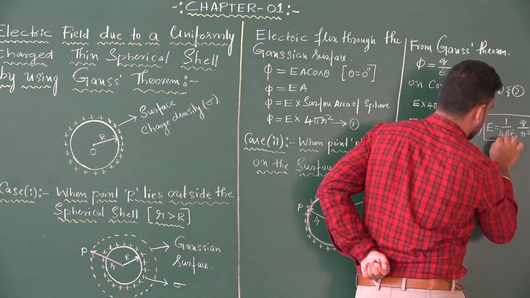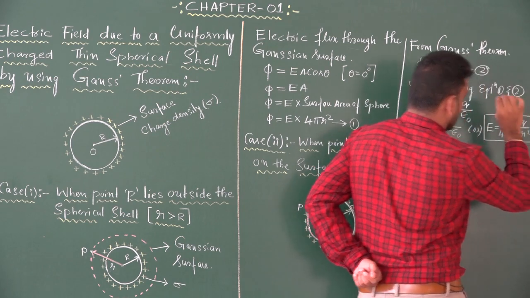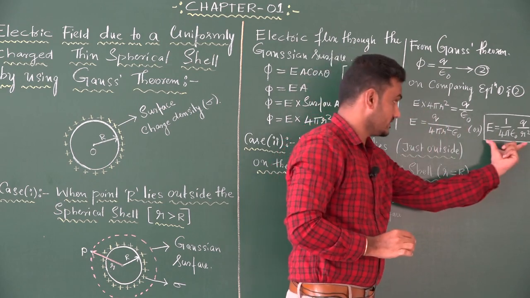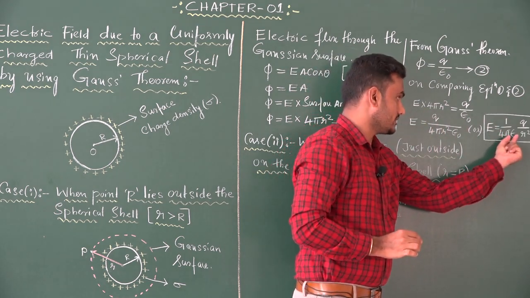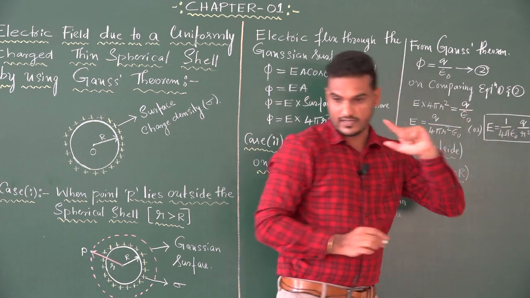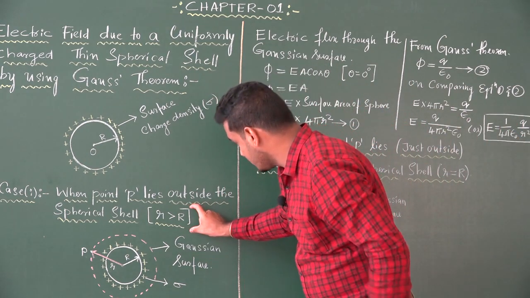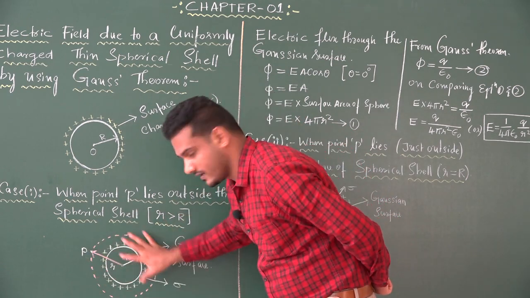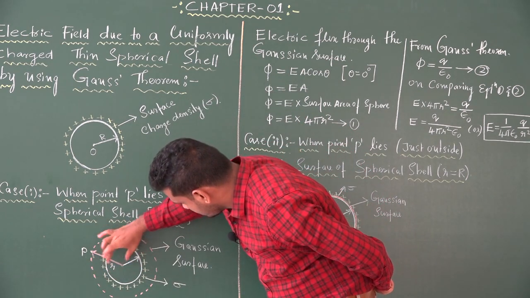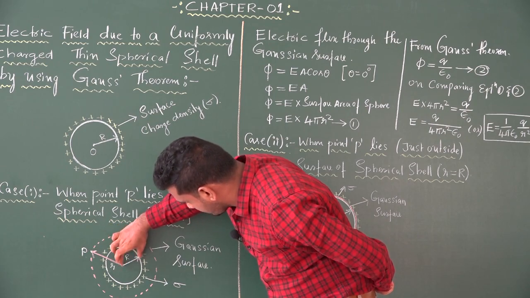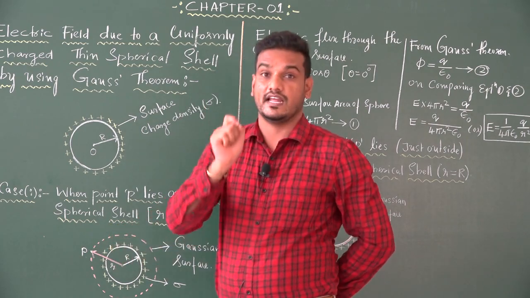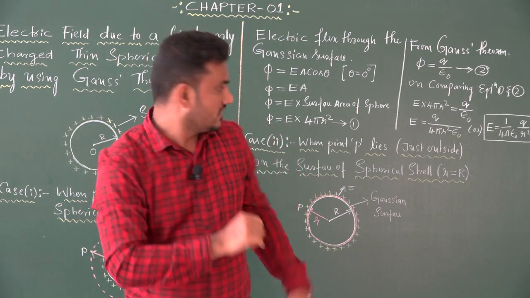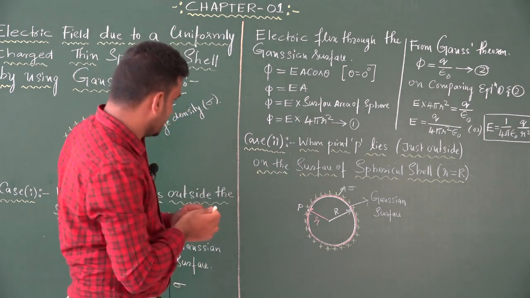So this is the magnitude of electric field when the point P lies outside the spherical conductor. E is equal to 1 over 4 pi epsilon naught Q divided by r square. Here one thing you can notice, I have written small letter r is greater than capital letter R. You just go through the diagram. Small letter r is greater than capital letter R, which means we are finding the electric field outside the spherical conductor. We will move on to the second case.